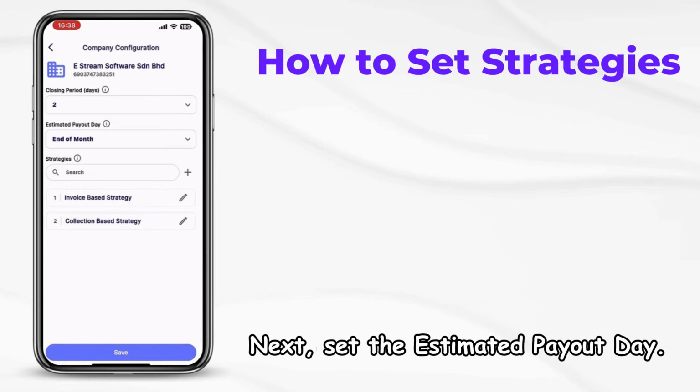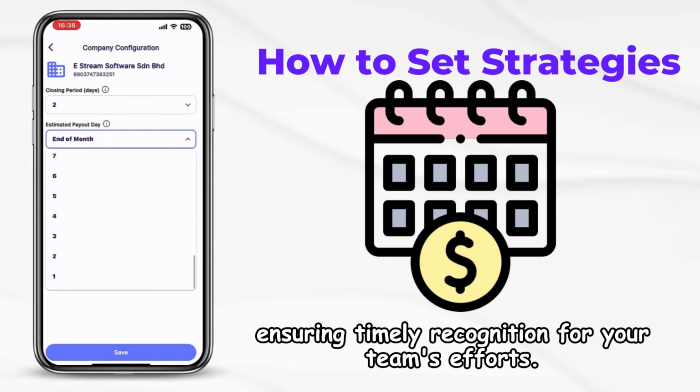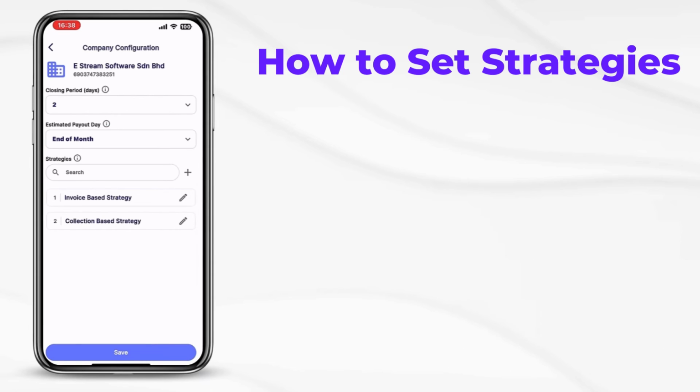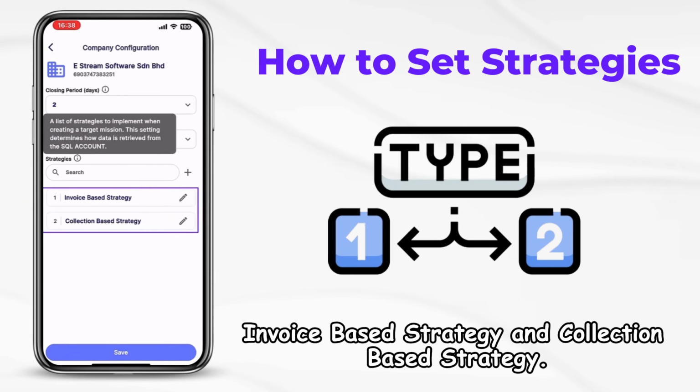Next, set the estimated payout day. This is the payment date for achieving targets, ensuring timely recognition for your team's efforts. After that, we go to strategy. By default, the system provides two types of strategies, invoice-based strategy and collection-based strategy.